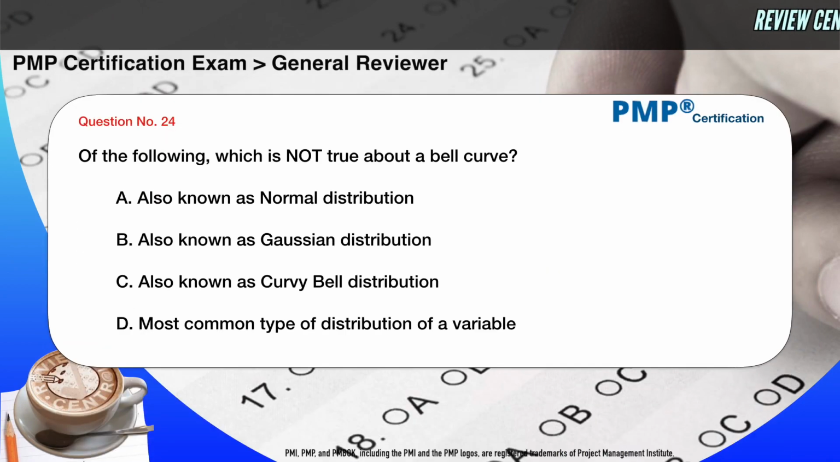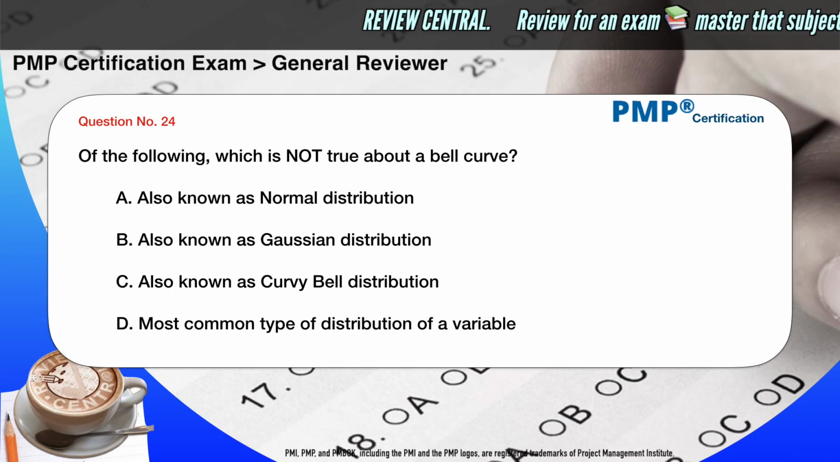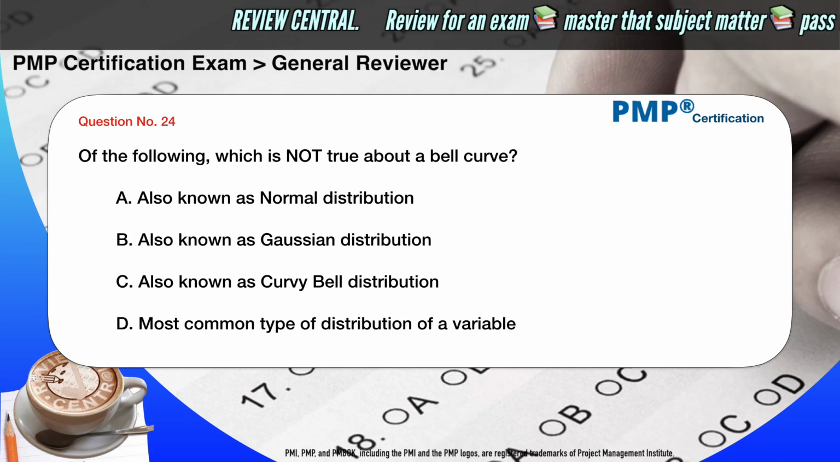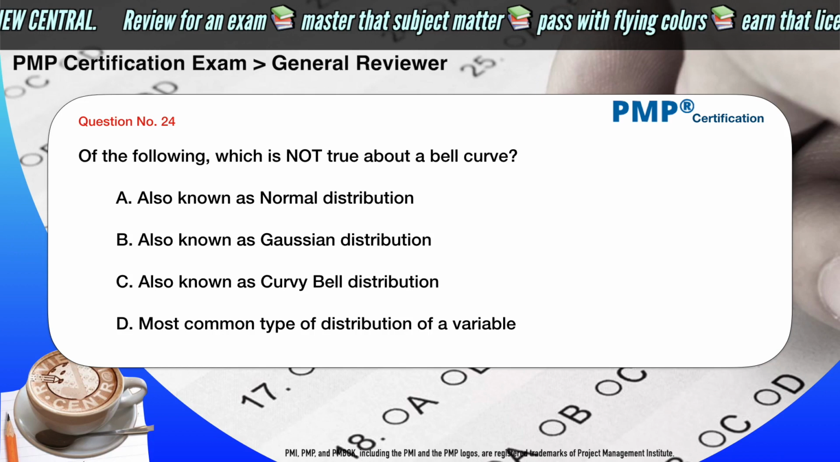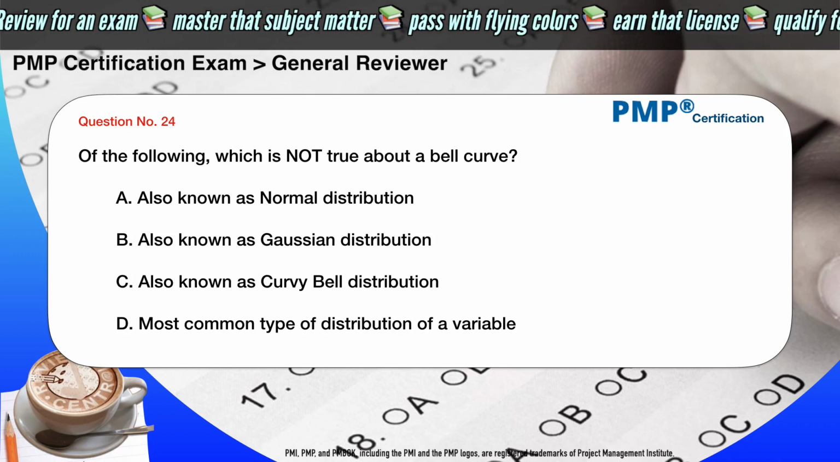Which of the following is not true about a bell curve? A. Also known as normal distribution. B. Also known as Gaussian distribution. C. Also known as curve-bell distribution. D. Most common type of distribution of a variable.